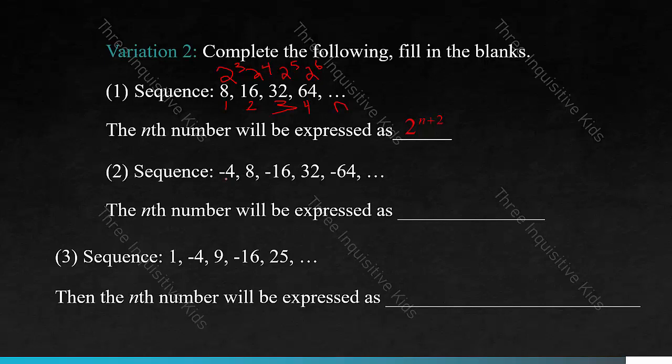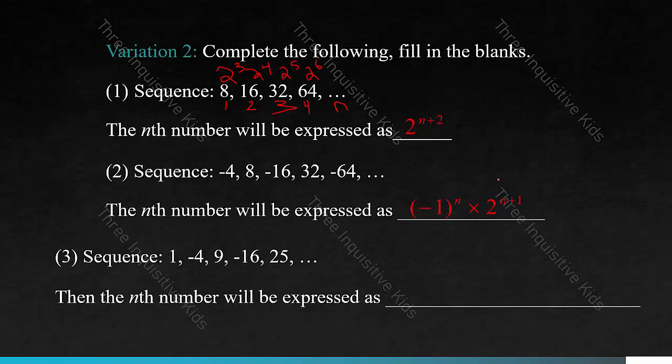Sequence number 2, we have -4, 8, -16, 32, -64, and so on. So what would the nth number be? I want you to pause the video and do some thorough thinking by yourself first. Well, the nth number will be -1 to the nth power times 2 to the n plus 1 power. This is getting more complicated, so it might require some thinking.